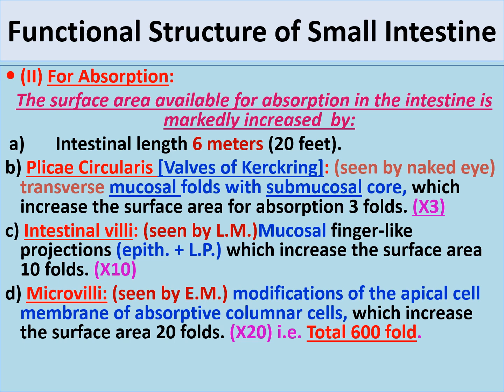What more? In the mucosa, we have finger-like projections above the surface called villi, and deeper invaginations into the lamina propria called crypts. On the level of the cell, to increase surface area for absorption, we have microvilli, which may reach 3000 per cell. This increases the surface area 20-fold. So the total increase in the surface area of absorption will be 600-fold.